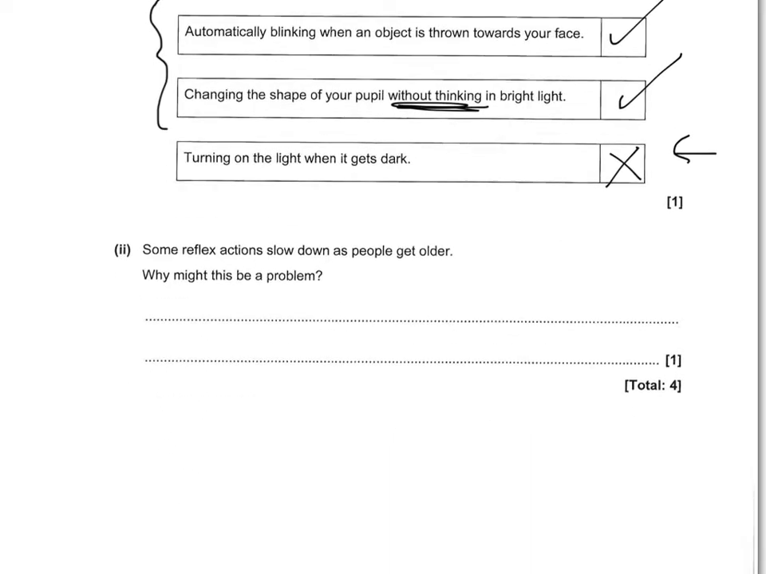Some reflex actions slow down as people get older. Why might this be a problem? And the answer here is to do with there being more chance of injury, because reflexes are protective. So if you put there's more chance of injury, then that'll get you a mark.